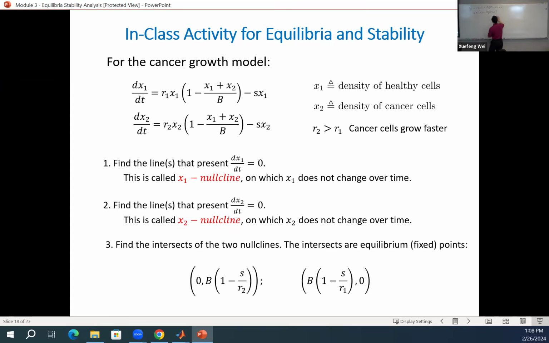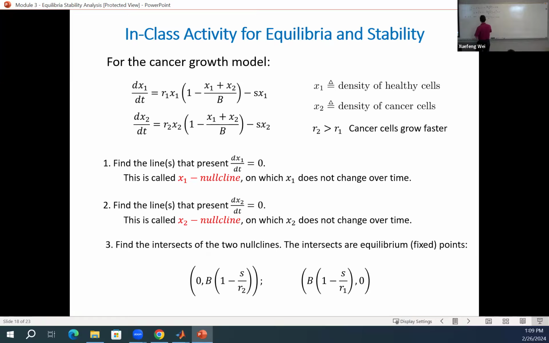This whole thing equals 0. So what can make this equal to 0? Either x1 equals 0 or this factor equals 0. Both of them will make dx1/dt equal to 0. And this factor, r1 times 1 minus (x1 plus x2) over b, minus s, equals 0.